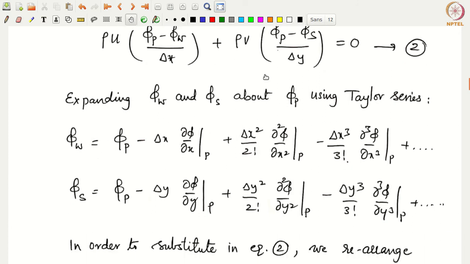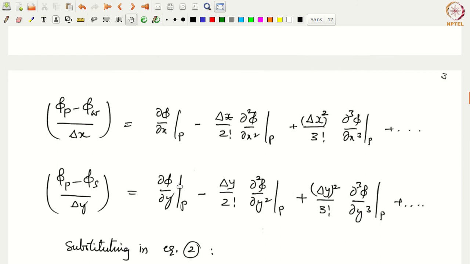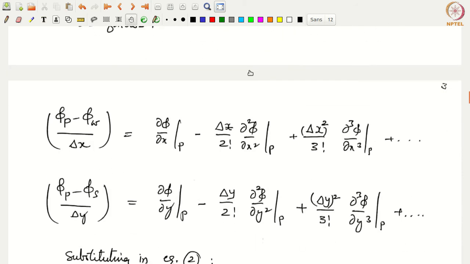All right. Similarly, can we write phi P minus phi S by delta y from this equation? Yes, we can. That means send phi S to this side and send all these terms to the left hand side and divide by delta y, right? What remains is partial phi by partial y minus, similar to here, delta y by 2 factorial times partial square phi by partial y square plus delta y square by 3 factorial partial cube phi by partial y cube and so on, right? So essentially we got expressions for these two quantities from the Taylor series expansion.